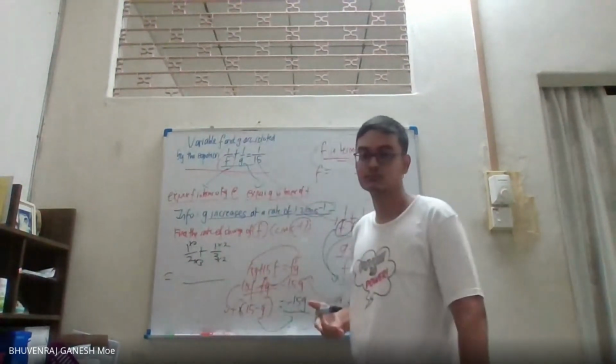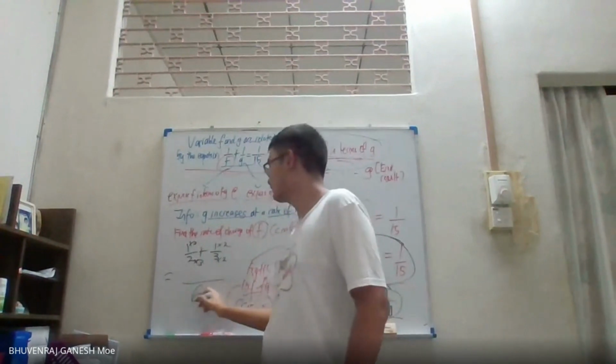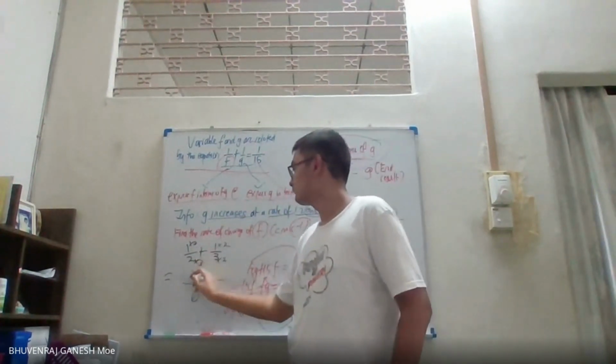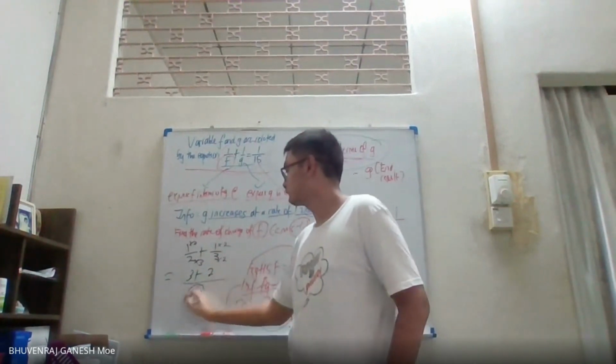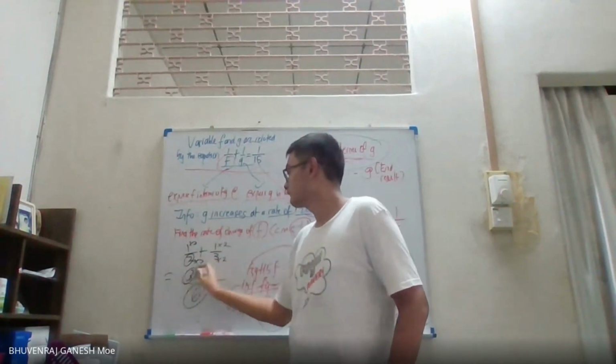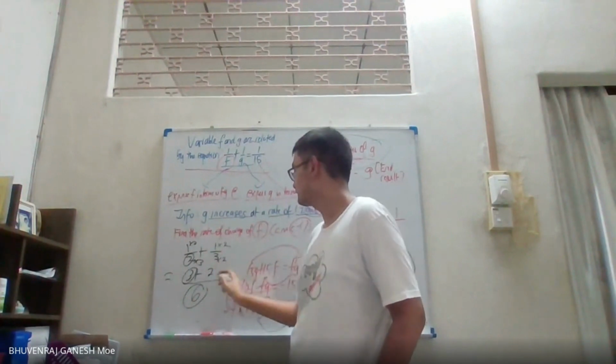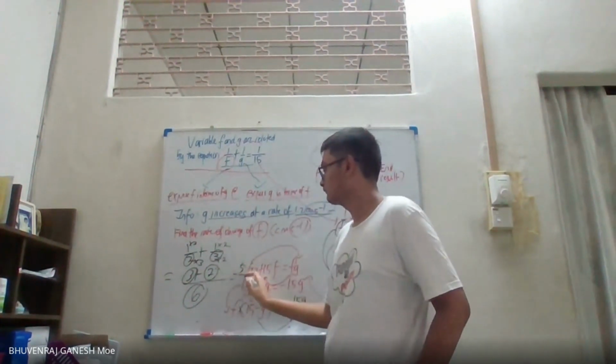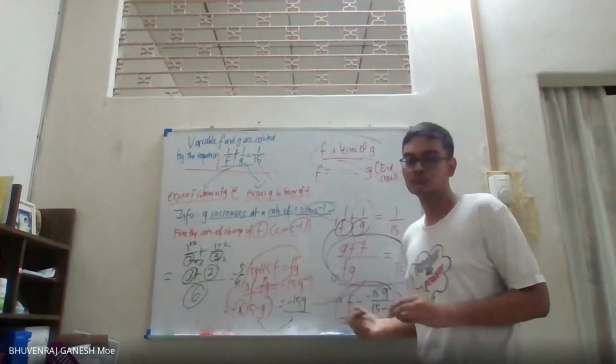Why they actually do this is because they want to make the denominator the same, which is 6. So after that, they can actually do 3 plus 2, because 6 divided by 2, you get 3, and 6 divided by 3, you get 2. So you get 5 over 6 as a final answer. Can you understand this?